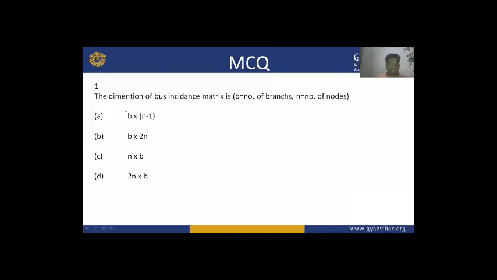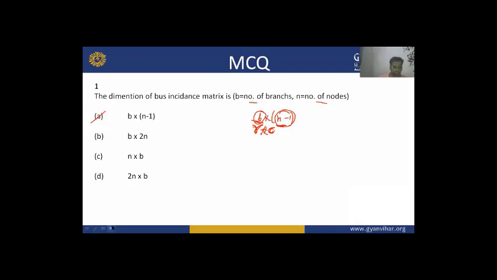Yes, the correct answer is B into N minus 1. That is, it will be the number of branches into the number of nodes minus 1. This is your dimension, like rows into columns. How many rows will be there? The rows will be equal to the number of branches, and the columns will be equal to the number of nodes minus 1.